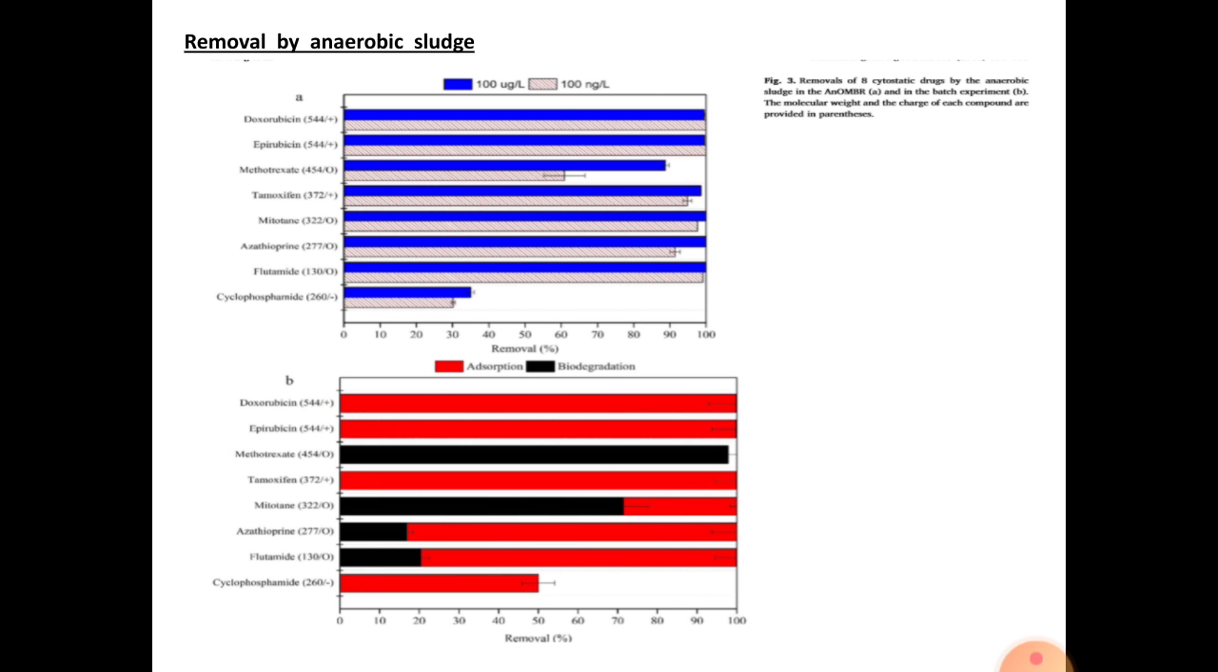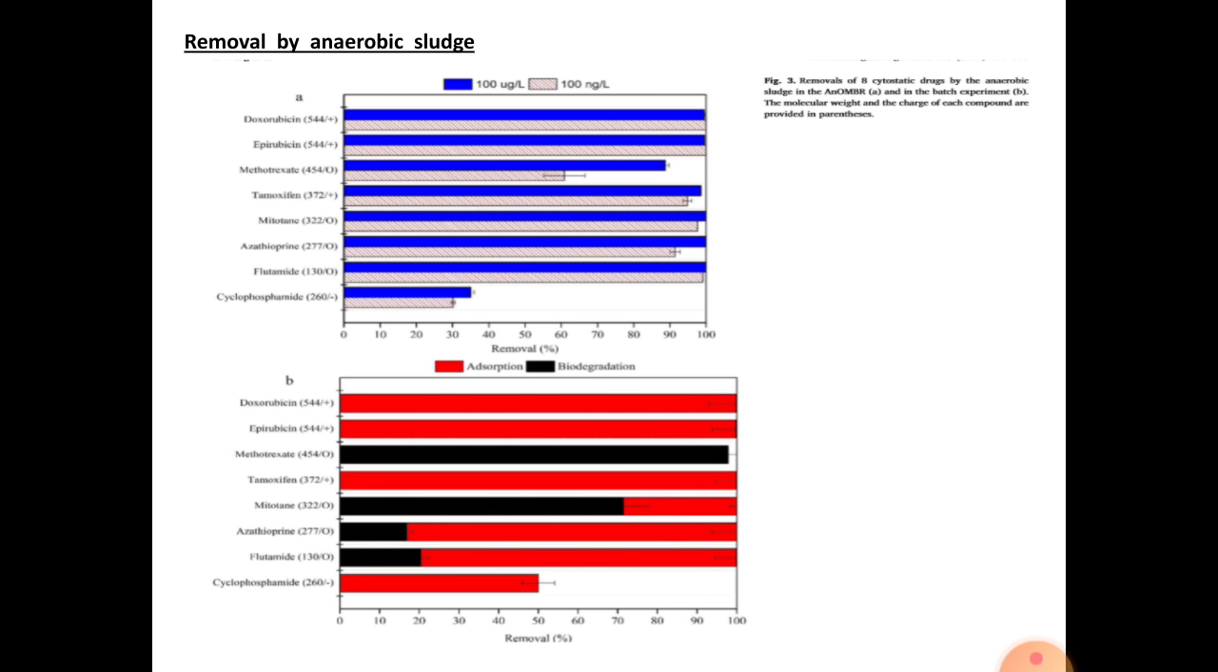According to the different results on biodegradation and adsorption, the cytostatic drugs were divided into several groups. As can be seen in figure B, group 1 contains compounds that can be removed by adsorption on anaerobic sludge. These compounds are positively charged, which may promote their adsorption to the negatively charged cells due to electrostatic interaction.